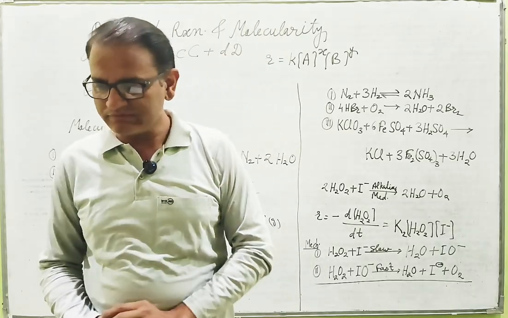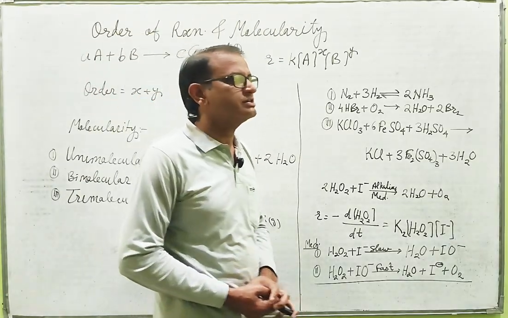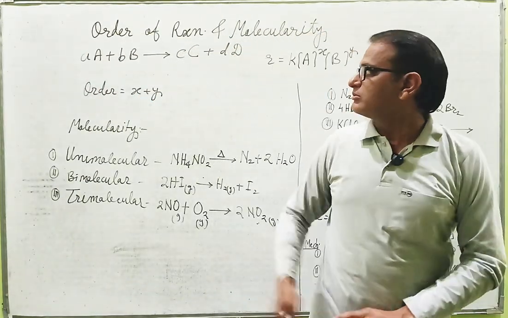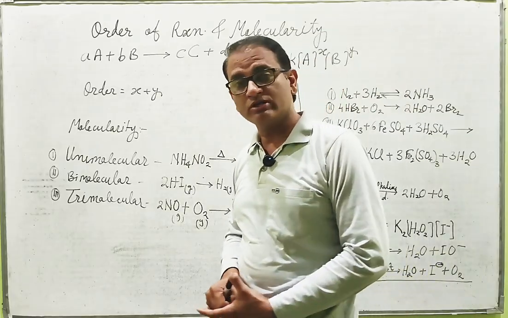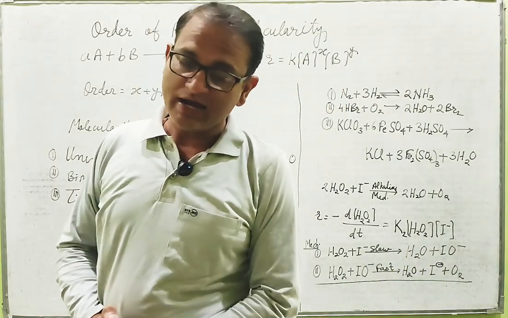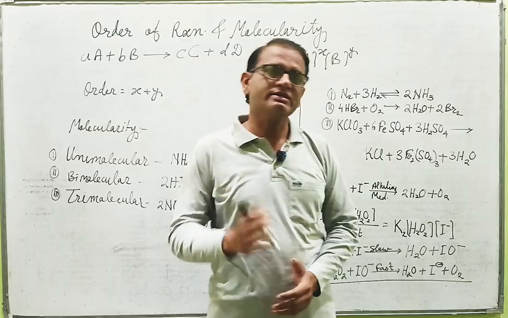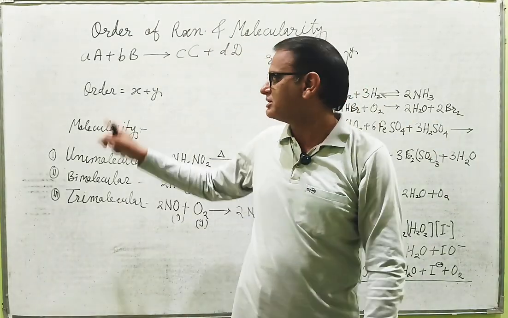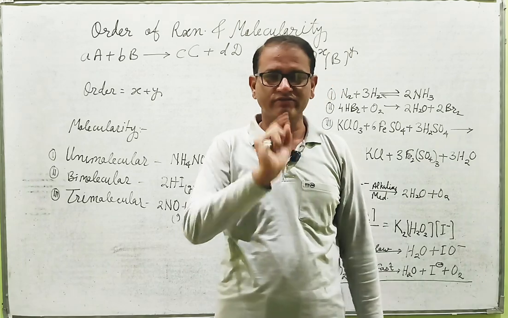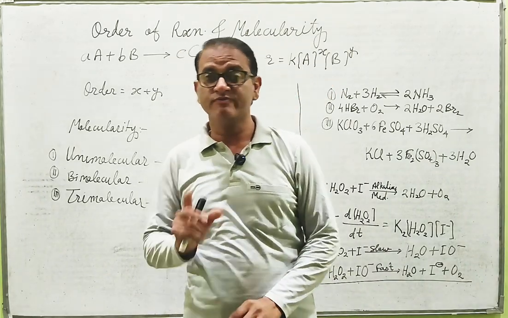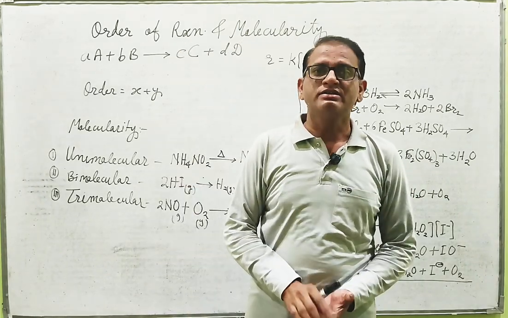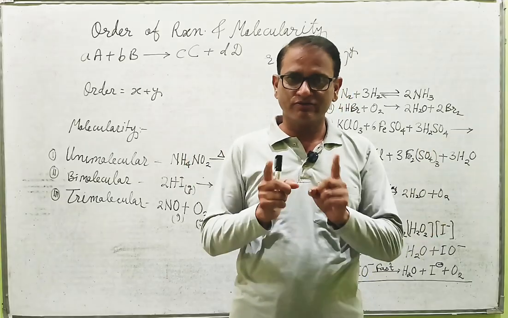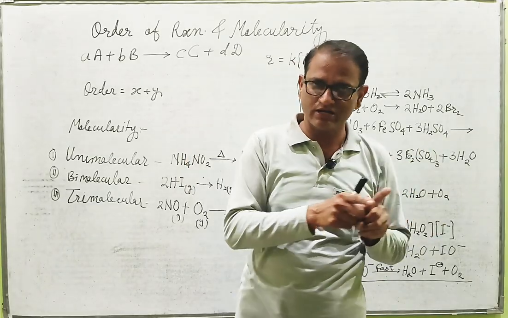Another important term, if we are considering order of reaction, is the molecularity of a reaction. And yes, the order of reaction cannot be determined by seeing the stoichiometry of the reaction. Yesterday we also discussed this point, and we emphasized especially that order of reaction is an experimental value.